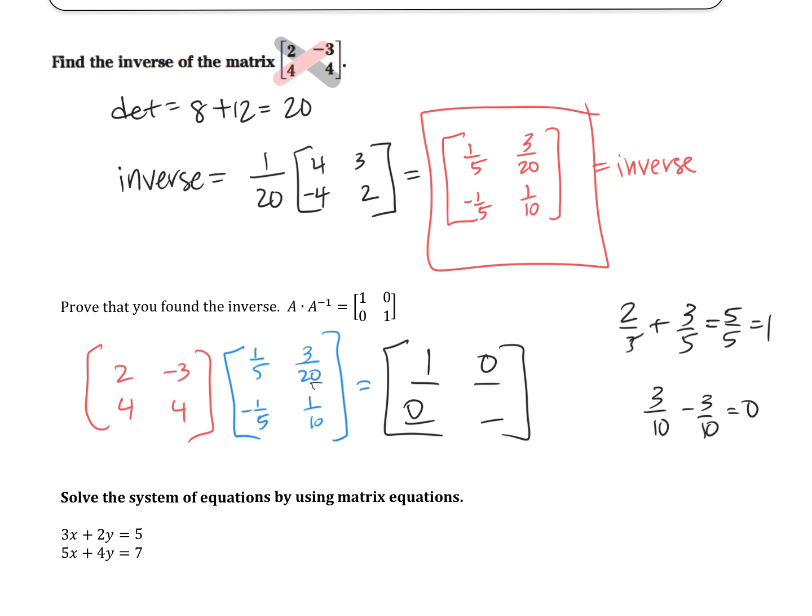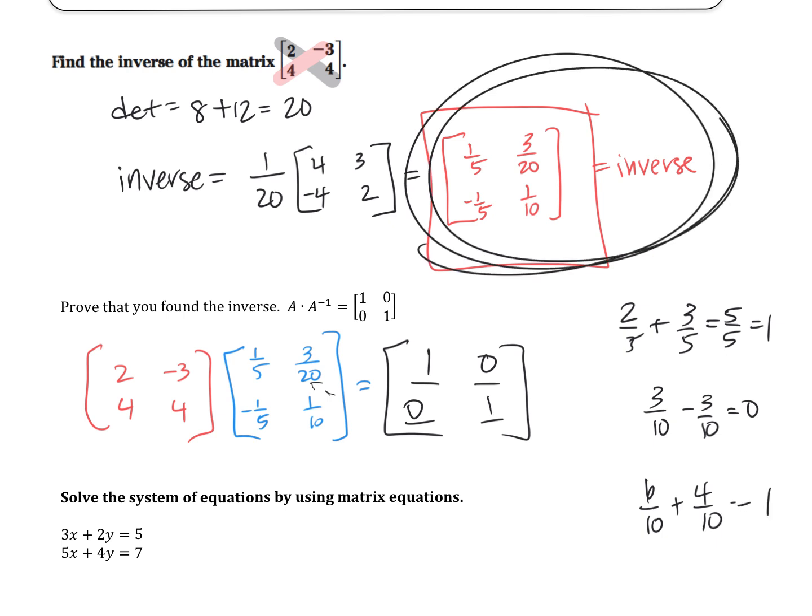Last but not least, this spot is in the bottom row, right column. What would that get me if I multiply it? 12/20 is 6/10. That would give me 6/10 plus, what's this going to get me? 4 times a 10th, 4/10. What do you think 6/10 plus 4/10 is? 10/10, which is 1. We did it. That means that we got the right answer. Holy smokes.